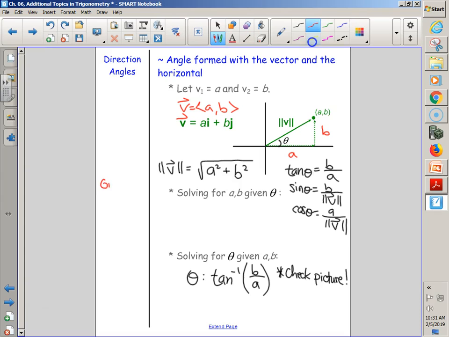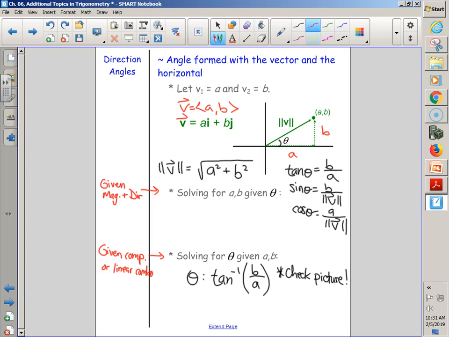This one says, what if you're given magnitude and direction? I could just put DIR, right? Magnitude and direction. And this one says, what if you're given components or linear combinations? So this is our little converting page, how to convert from one to the other.